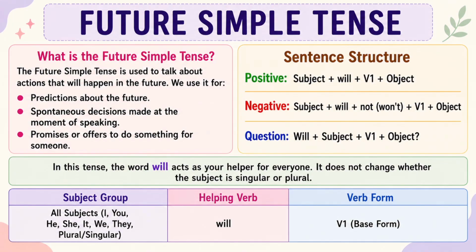One important point to remember is that the helping verb will is used with every subject. Whether the subject is I, you, he, she, it, we, or they, we always use will. Also, after will, always use the base form of the verb, which is V1. Never use V2, V3, or the ing form after will.